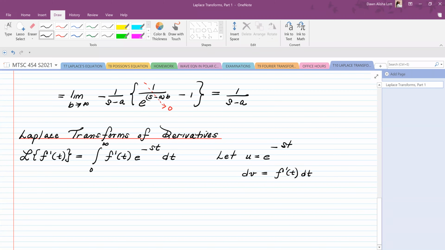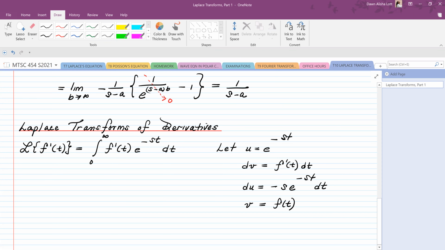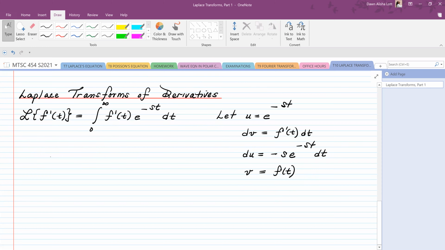Then du is going to be minus s e to the minus st dt, and v is just going to be f of t. So we're doing integration by parts. Therefore, this is going to be the limit as b approaches infinity of the integral from 0 to b of f prime of t e to the minus st dt.